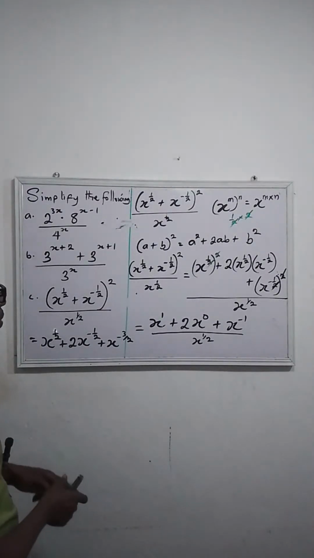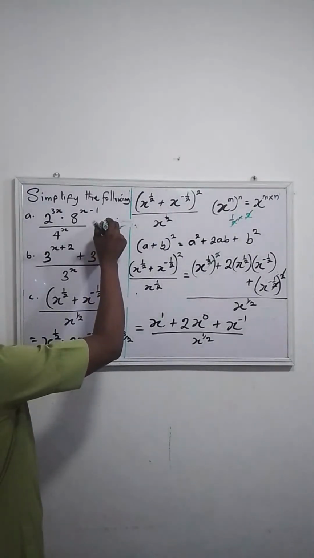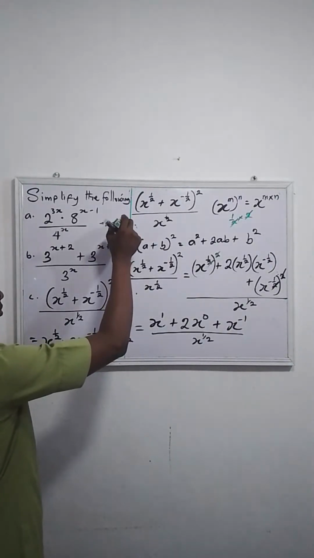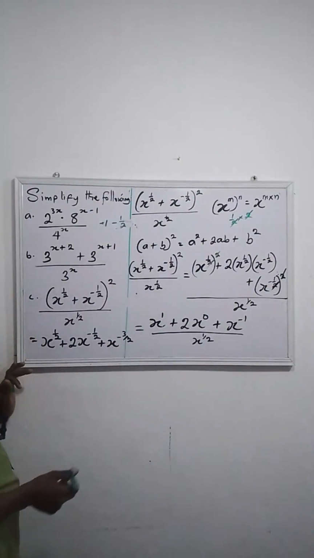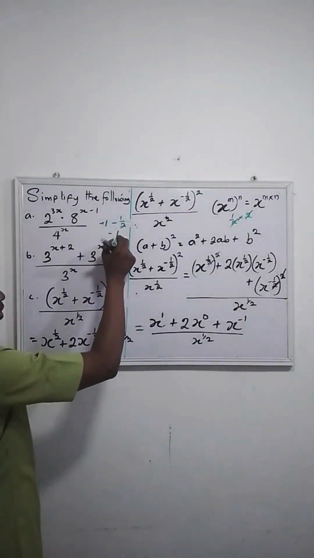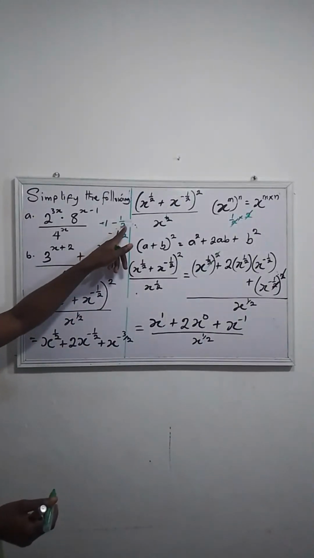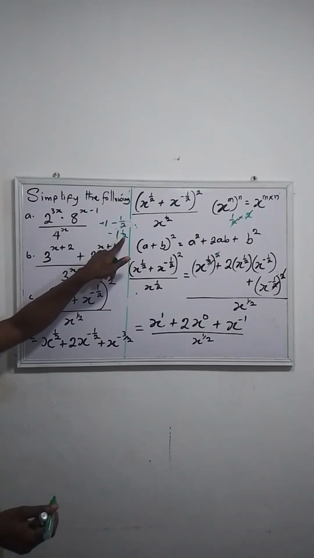Okay, hope you know why. When you have negative 1 minus 1 over 2, that is going to give you minus 1.5. We have minus 1 and minus half, so that's going to give you minus 1.5. And 1.5 is the same thing as 3 over 2.